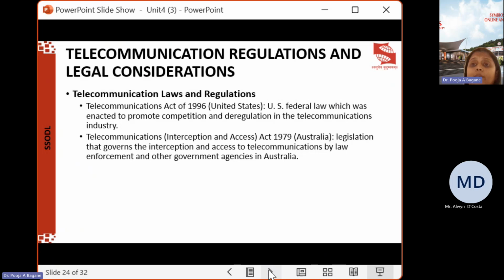Then there are some telecommunication laws and regulations. The first law is the Telecommunications Act of 1996, a US federal law enacted to promote competition and deregulation of the telecommunication industry. It mainly focuses on a number of elements in the telecommunication sector, including local services, long distance services, job training, telemarketing, media content, and broadband.